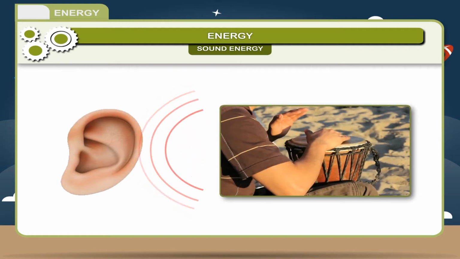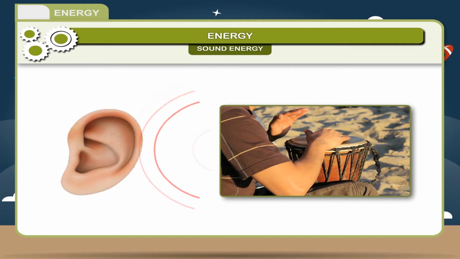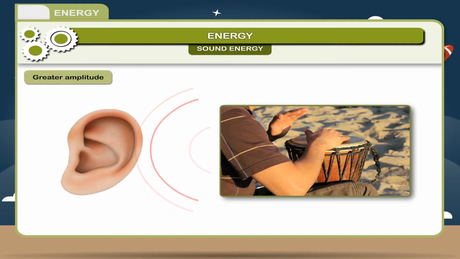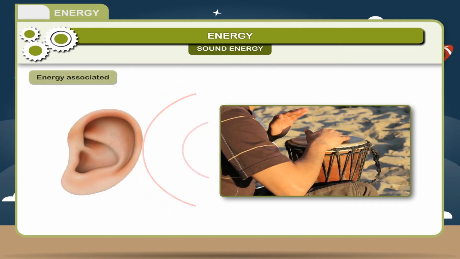If you strike a drum, its membrane vibrates and produces a sound. If you strike the drum harder, the membrane vibrates with a greater amplitude. As a result, a louder sound is heard. Thus, loudness of sound depends on the energy associated with it.